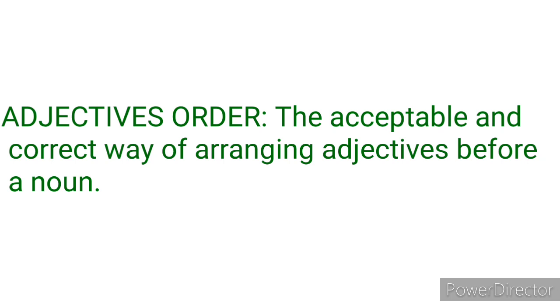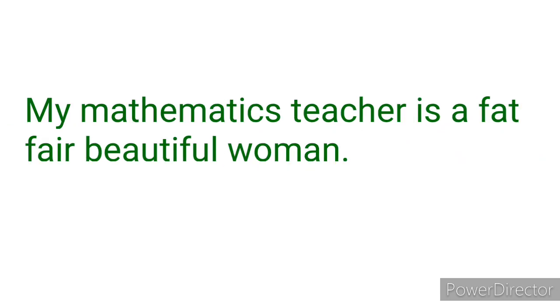For example, you won't just say, my mathematics teacher is a fat, fair, beautiful woman. It's incorrect, totally incorrect. The right thing to say is, my mathematics teacher is a beautiful, fat, fair woman. Now, let's see the rules of arranging adjectives so you understand what I'm saying.